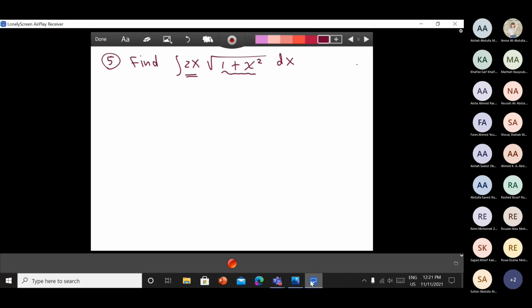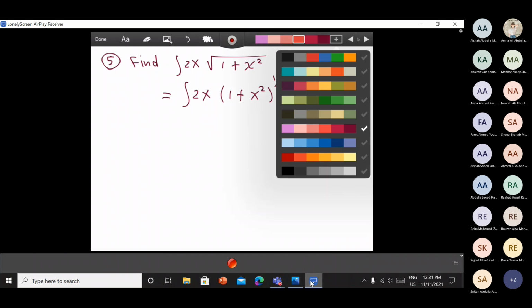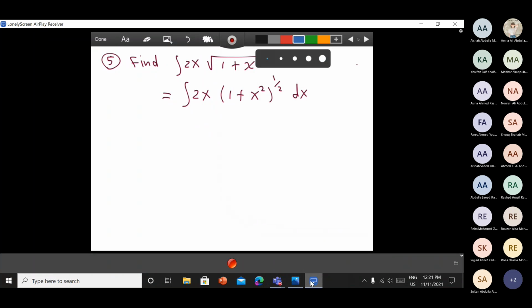Before I think about this one, I think about this is equal to what? 2x, and this is the root square, which is exactly the power half. So I have no problem with this one, but I have a problem with this one. So what am I supposed to do? Yes, I'm supposed to do the substitution by something under the root square. So the problem was the thing under the root square. So how to solve it?